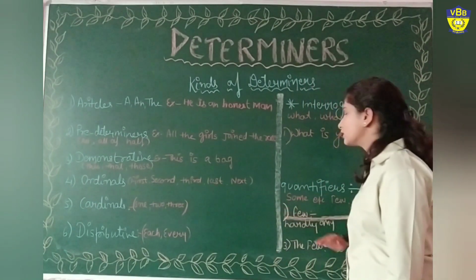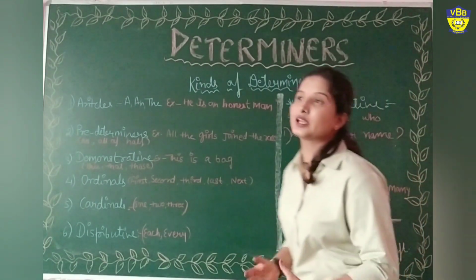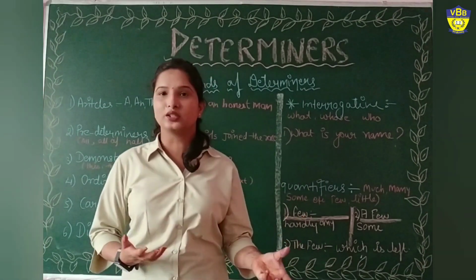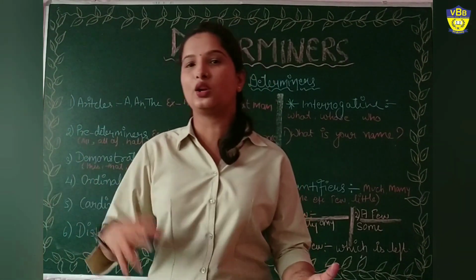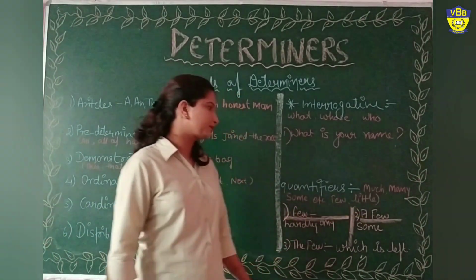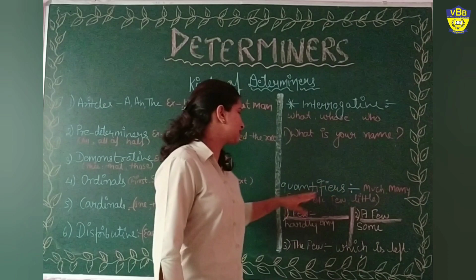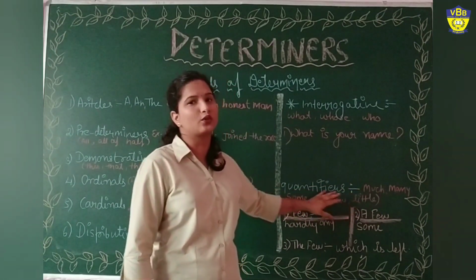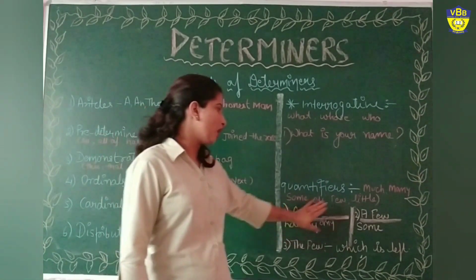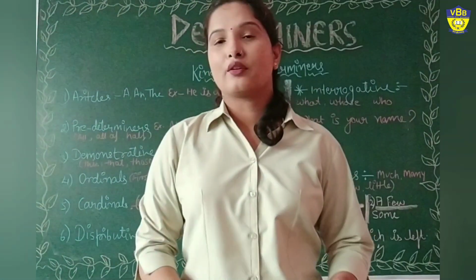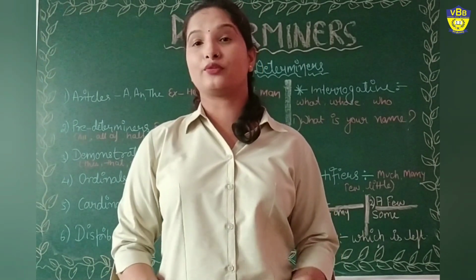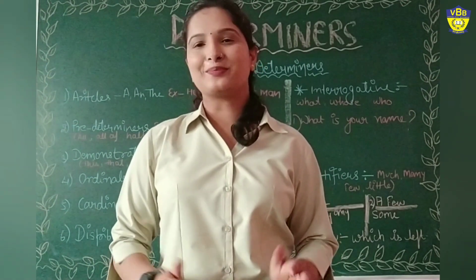Now let's talk about quantifiers. Quantifiers indicate quantity, whether the product is in less quantity, high quantity, or maximum quantity. So that indicates a quantifier. Much, many, some, few, little, all these words are quantifiers. For example, few, a few, the few. Now let's talk about few. Few is a very confusing topic for all of us. Now let me clear it for you.